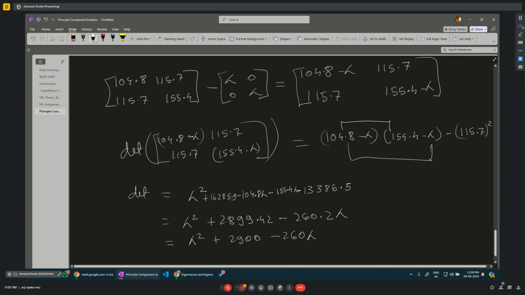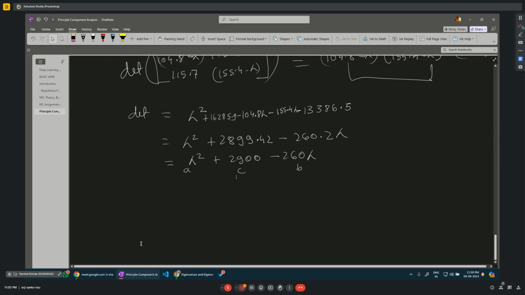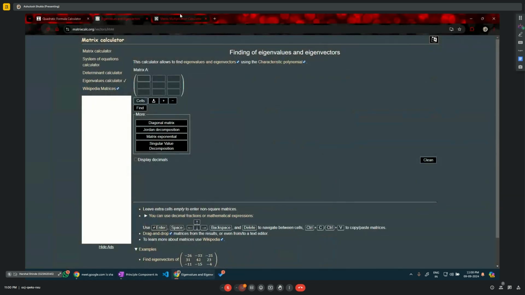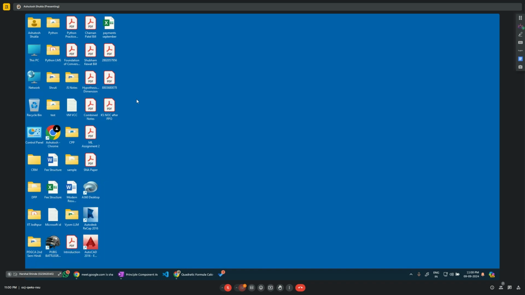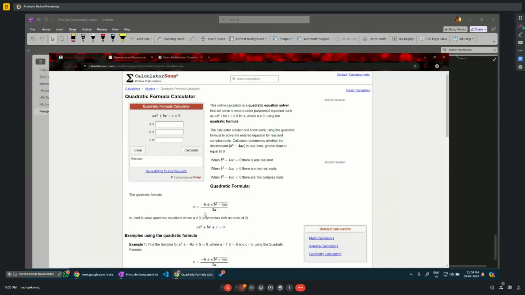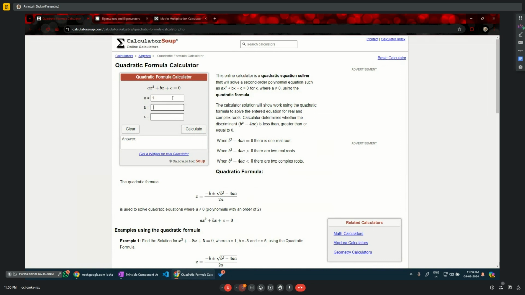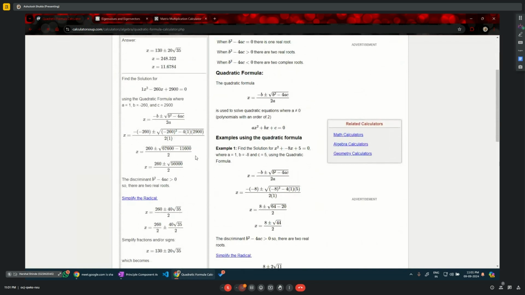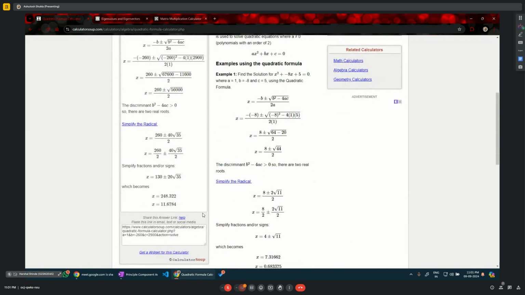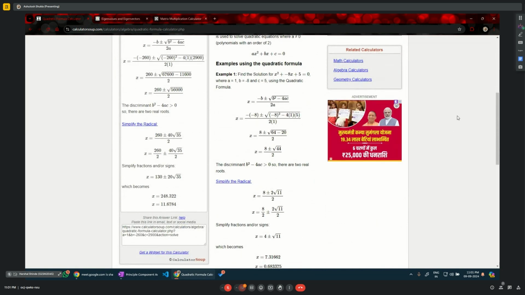So this is A, this is B, this is C. Now we can use the tool that we opened earlier, which is the quadratic calculator. A is 1, B is minus 260, and C is 2,900. So let's calculate that. Please don't be wrong. Okay. So the results are 248.322 and 11.67.